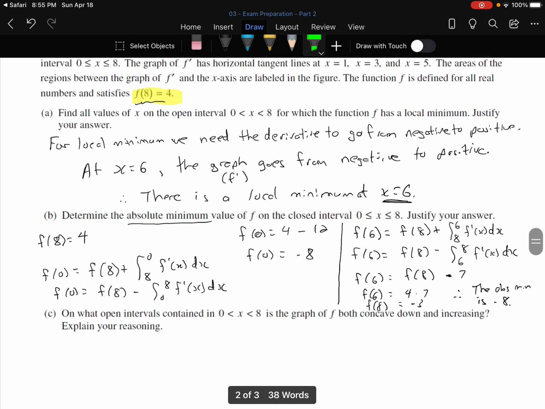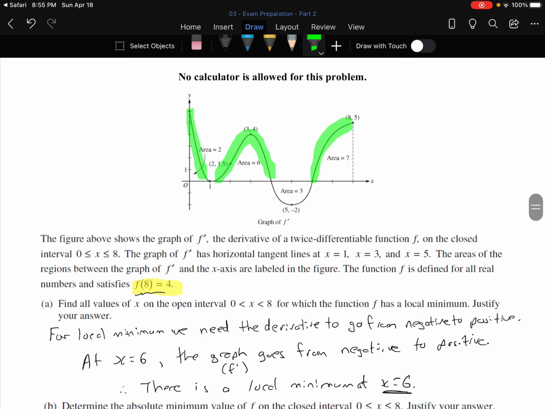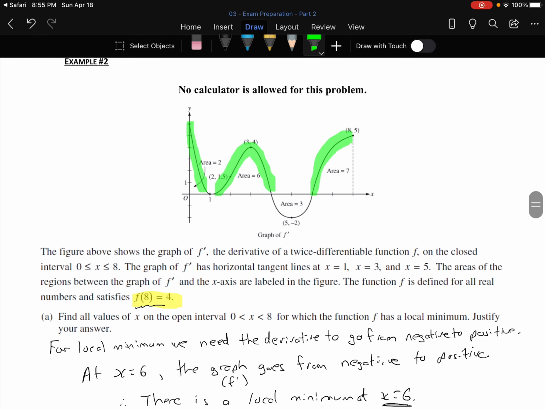Now, the next thing I want is, when will it be concave down? To be concave down, okay, it's going to take a little thought here. I need f double prime to be less than 0 to give concave down. I need the double derivative to be less than 0. So if I want the double derivative to be less than 0, then I need f prime to be decreasing.